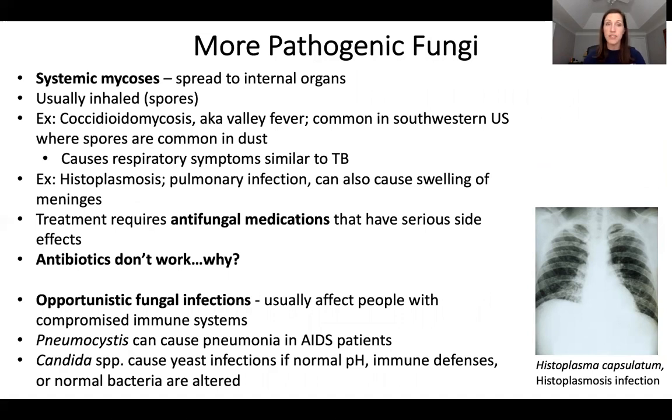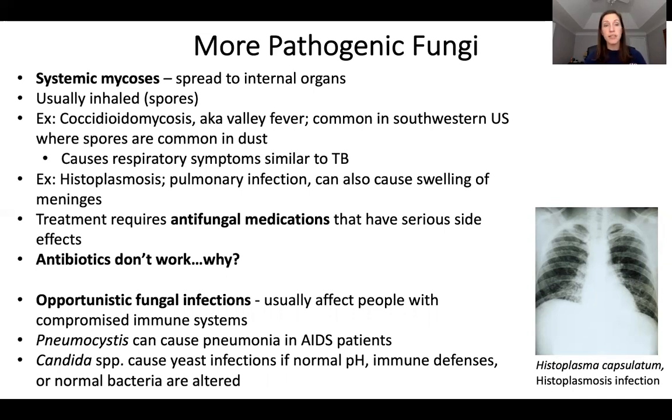Two examples of these types of systemic mycoses: coccidioidomycosis, also called valley fever, so much easier to pronounce, is a common fungal systemic mycosis that's common in the southwestern US. The spores travel freely because it's very dry and dusty. If you inhale those spores, you can end up with this mycosis that causes respiratory symptoms similar to what you might see in tuberculosis, so coughing and fluid in the lungs and inflammation and things like that.